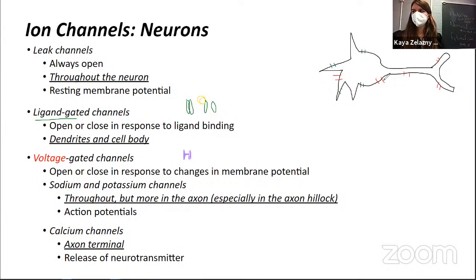We're going to see them throughout, but they're going to really be concentrated in the axon hillock, which is why we care about the summation at the axon hillock. So there might be one over here or over here, but they're going to be here. And they are going to be responsible for propagating, or sending, our action potential. So we're also going to see them in the axon itself, and there might be a couple here as well.